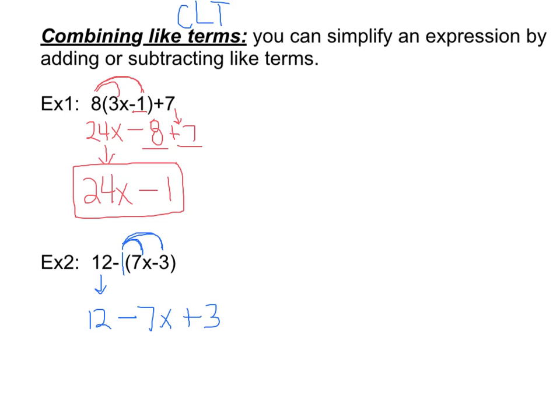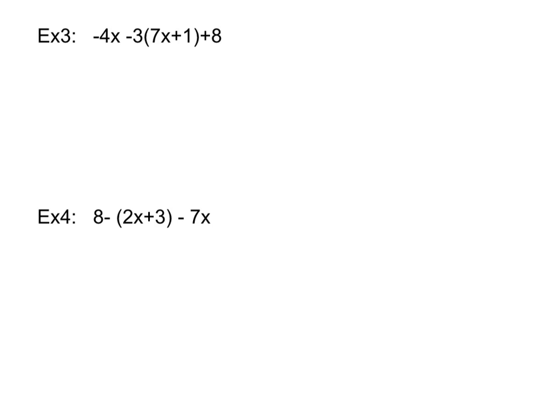And now we're going to look for like terms. Well, the negative 7x doesn't have anything alike, so we're just going to write that down. But the 12 and the positive 3, those are alike. Well, 12 plus 3 gives us 15, so we're going to put plus 15. And now it is simplified. Let's look at example 3.